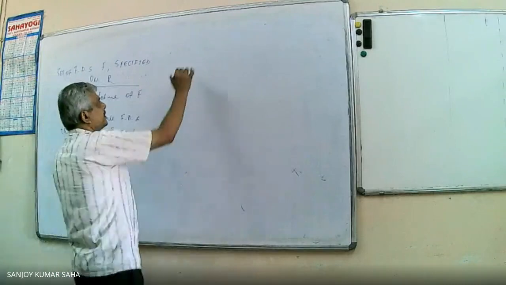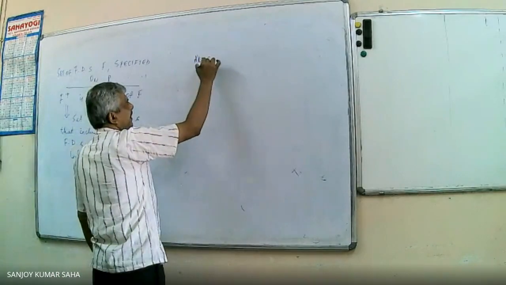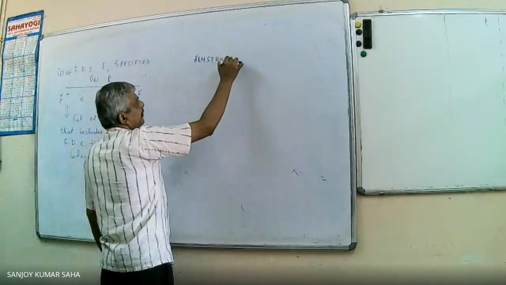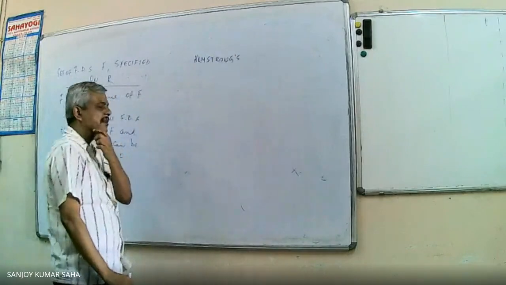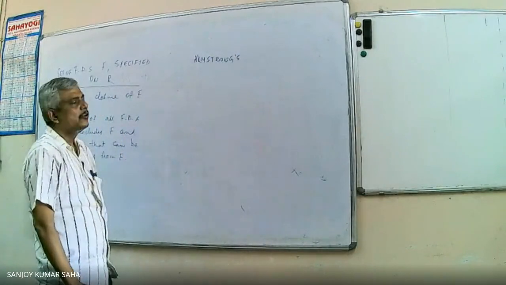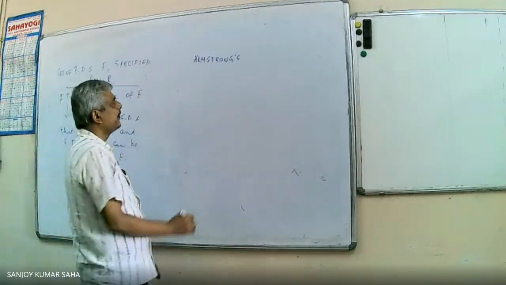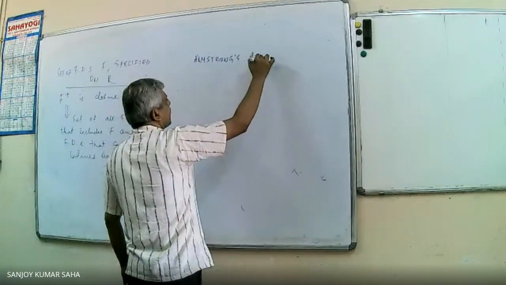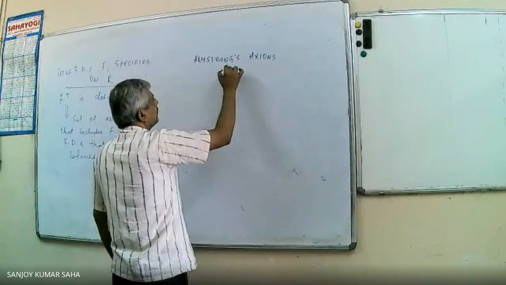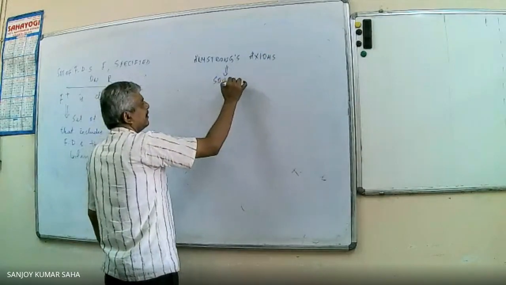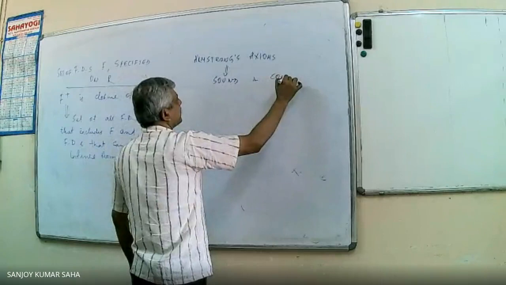The Armstrong's axioms, the first three, mind it, I have 4, 5, 6 are the extension for easy inference, but the fundamental things are the Armstrong's axioms. We say these are sound and complete.